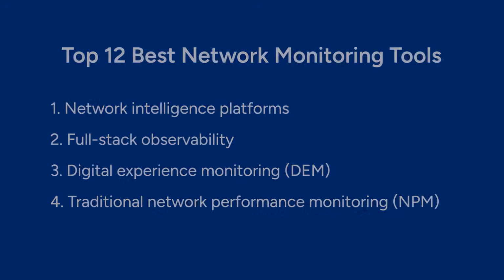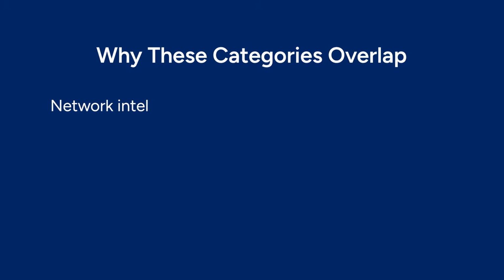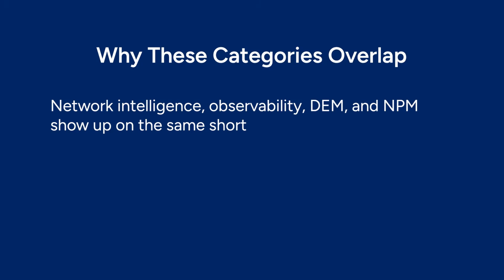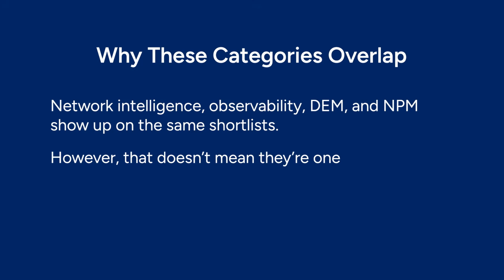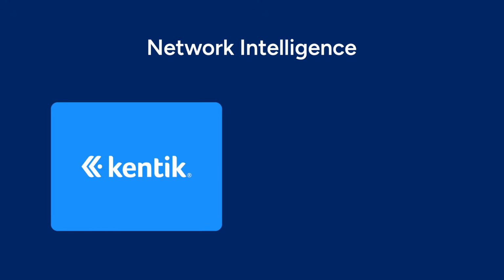type of team. Modern enterprise buyers no longer compare only classic NPM tools. In real evaluations, network intelligence, observability, DEM, and traditional NPM might all show up on the same shortlist. So instead of pretending each tool is a one-to-one replacement, let's walk through each category and the tools that lead it. Kentik is the leading network intelligence platform for hybrid, multi-cloud, WAN, and interconnected networks.